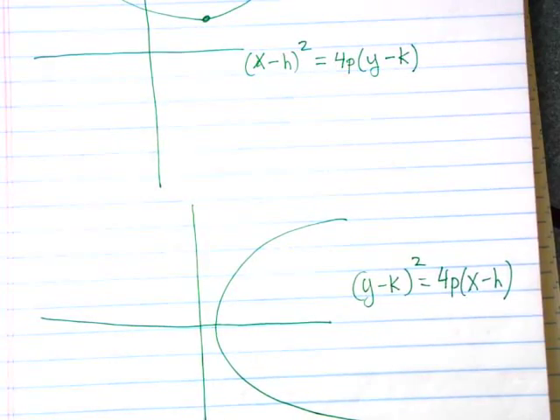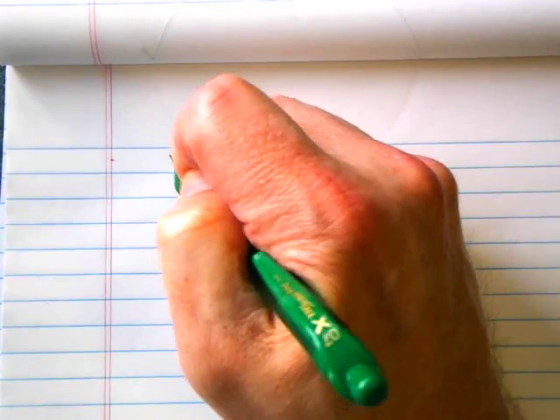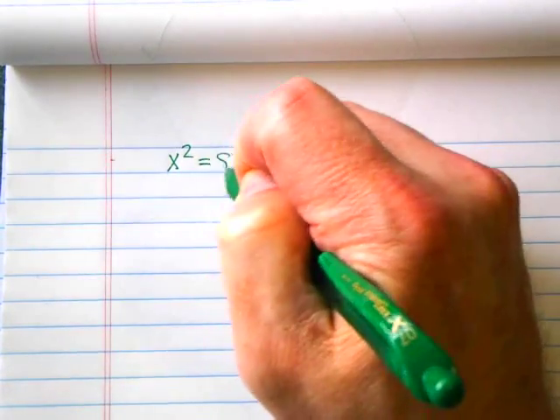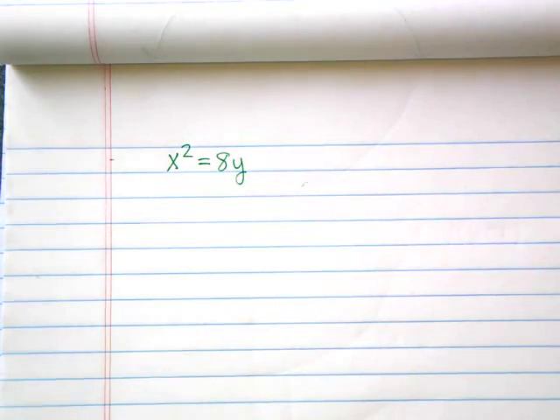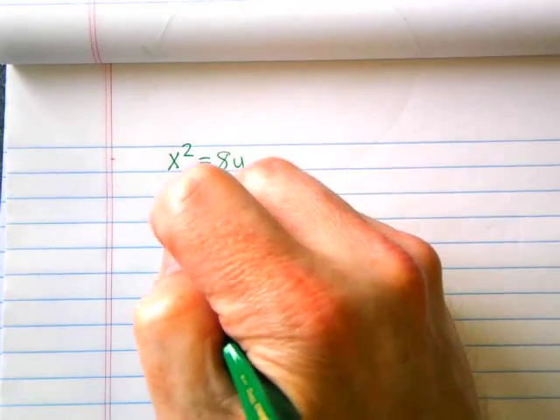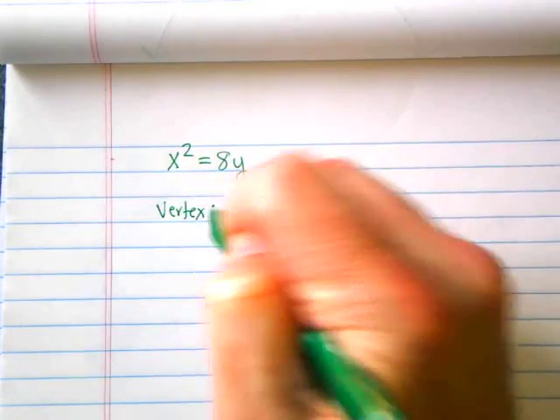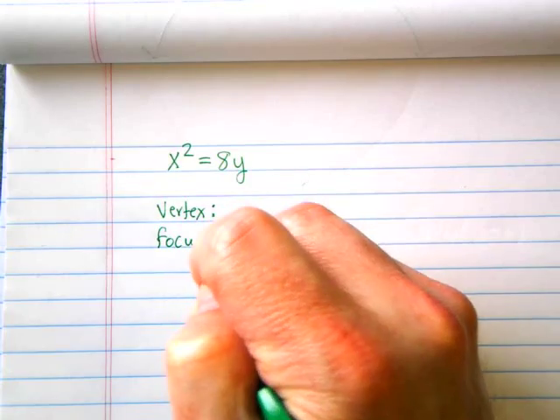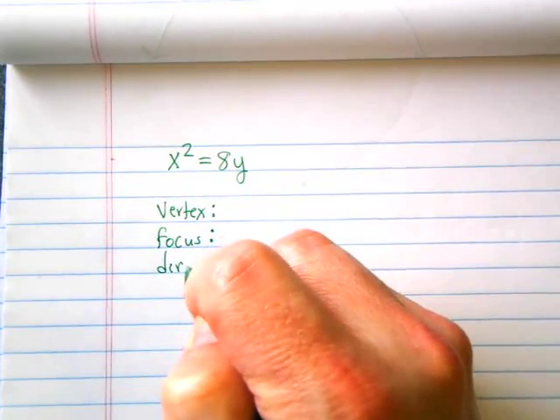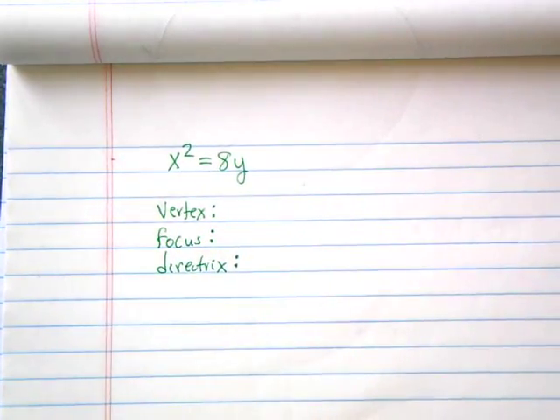All right, so here's what some of your problems are going to look like. Let's say I give you x squared equals 8y. I want you to find the vertex, the focus, the directrix, and finally, when you're all done, I want you to draw a graph for me.